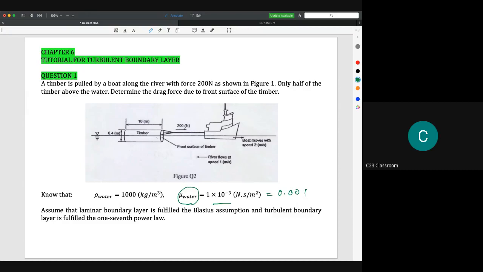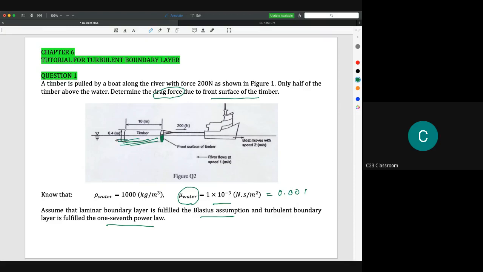Assume that the laminar boundary layer fulfills the Blasius assumption. This means you could use the Blasius equation to solve the fully laminar boundary layer, and you could use the 1/7 power law if the condition is a fully turbulent boundary layer. Okay, let's see the question. The question asks to find the drag force due to the front surface of the timber. The front surface of the timber means you need to calculate the drag force due to this surface. However, the boundary layer actually occurs at this surface.